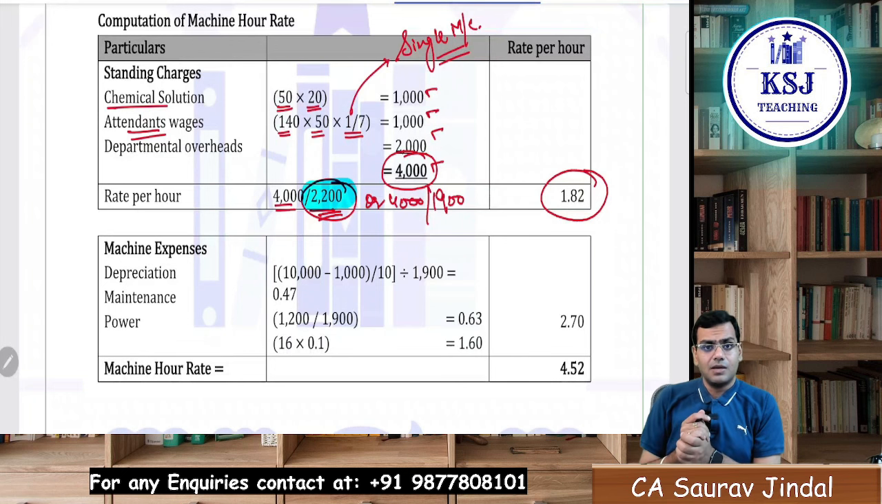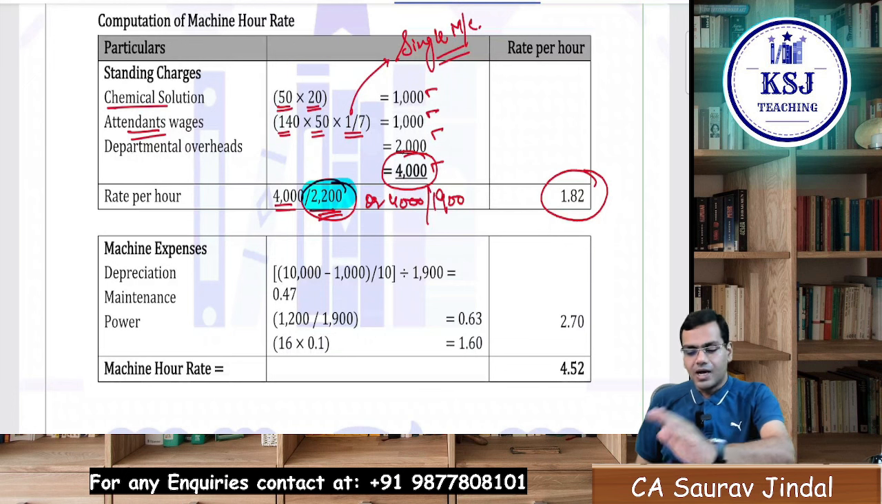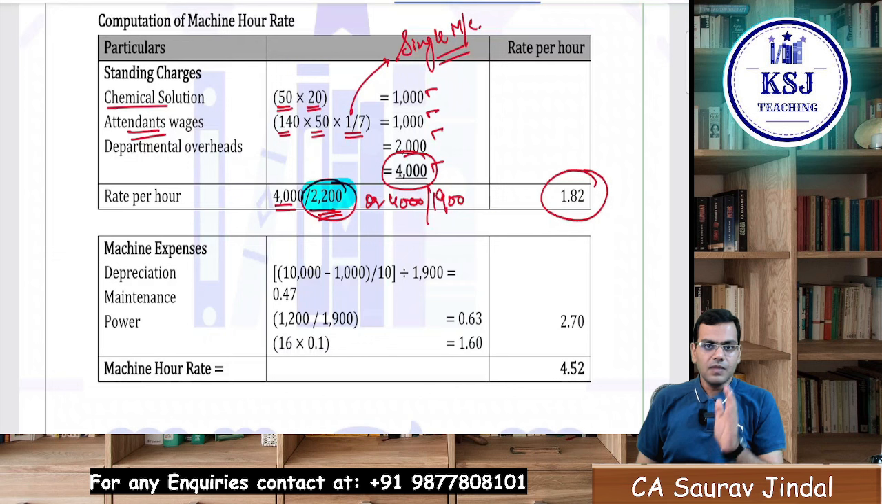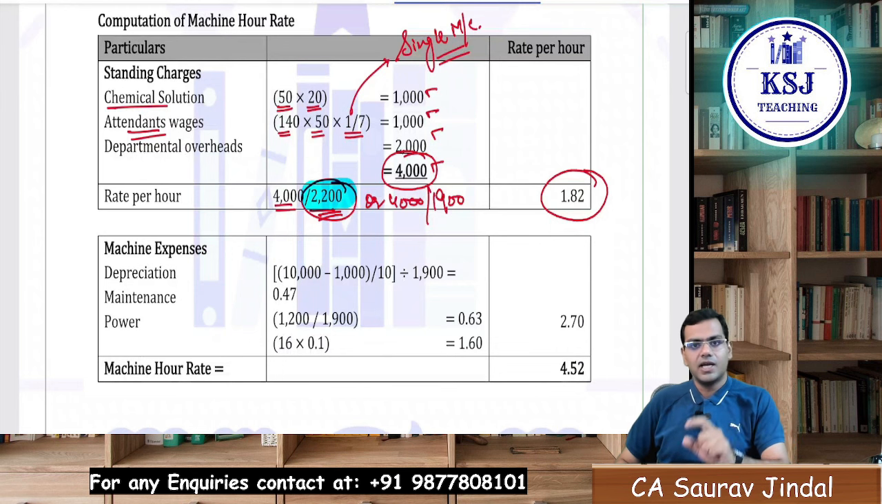Sir, if we do it like 4000 divided by 1900 in the examination, will it be wrong? No, it will not be wrong. Your answer will differ, but it will be absolutely correct. Even the institute is doing fixed overheads divided by effective machine hours instead of total machine hours. So why will the institute not give you marks? Institute will give you 100% marks, believe me. Both ways it is absolutely correct. Logic I have given you.